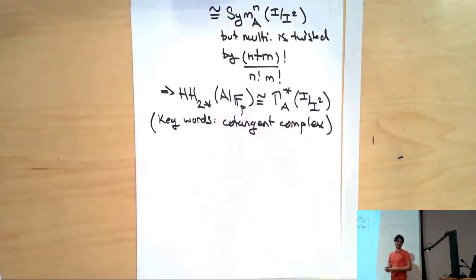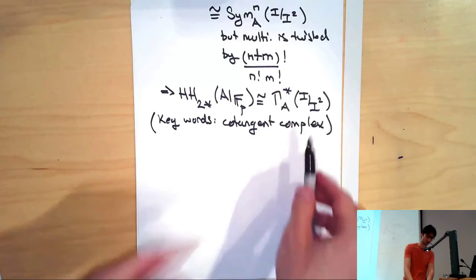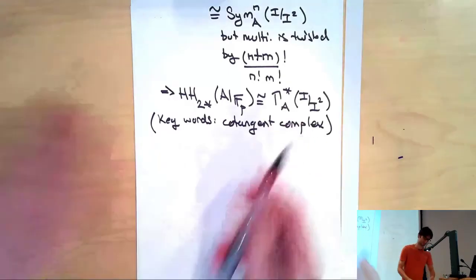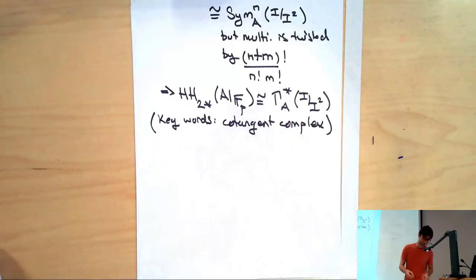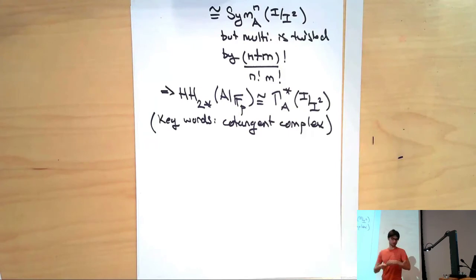The keywords are cotangent complex. So if you have any, let's say, FP algebra A, that's what we've got here, then one associates to it this so-called cotangent complex. This is a theory developed by Illusie, Quillen, and André in the 70s. So this is a complex depending only on A, which governs the deformation theory of A.